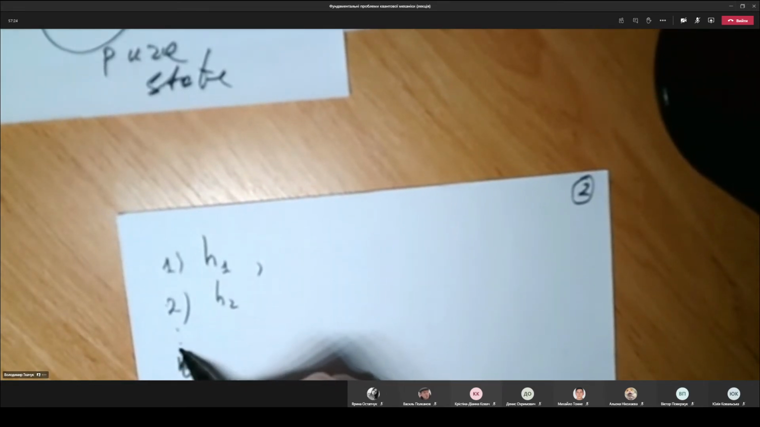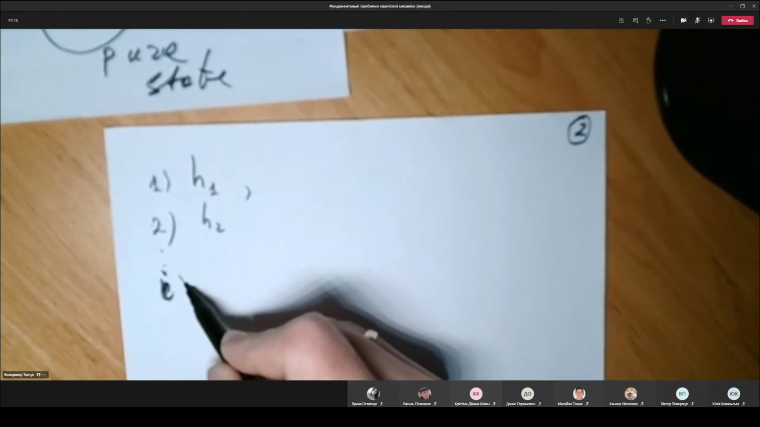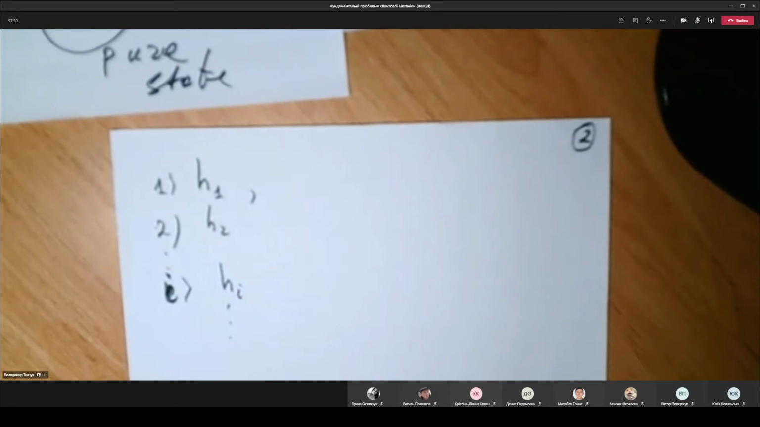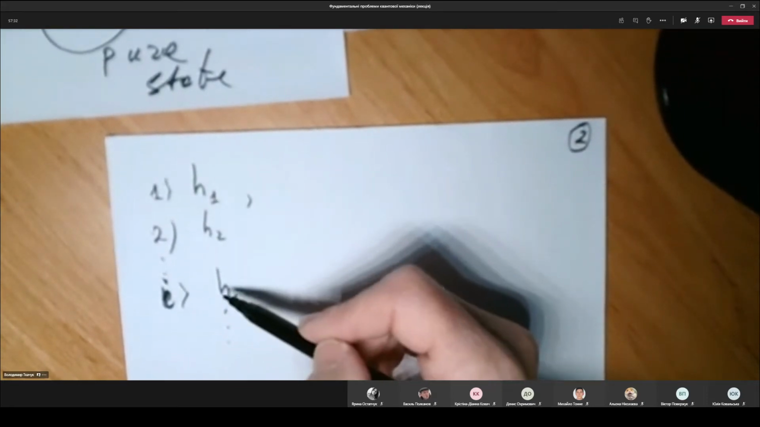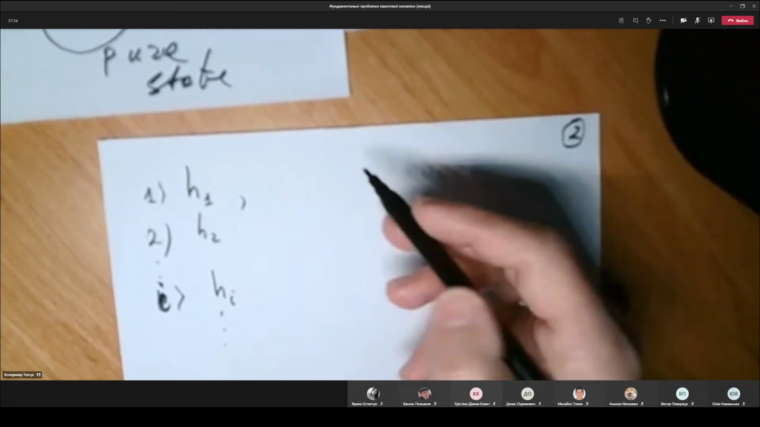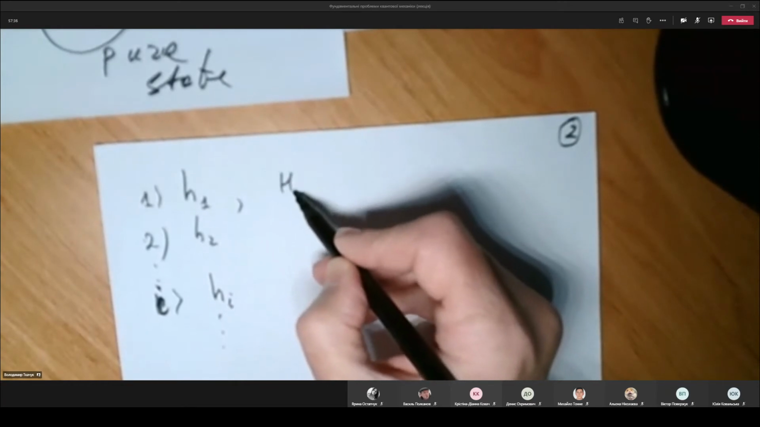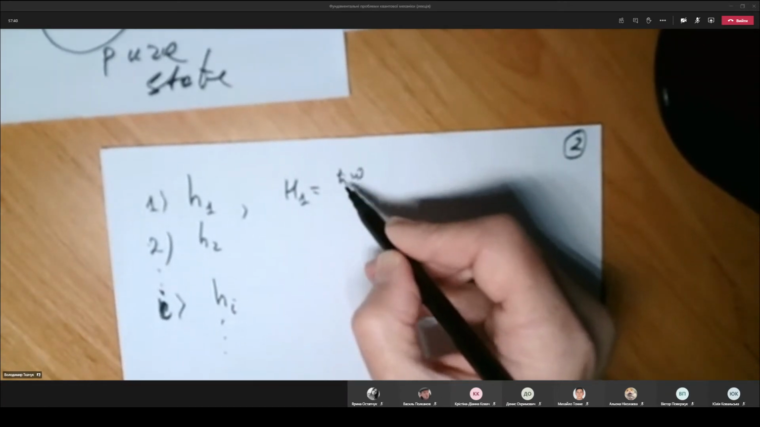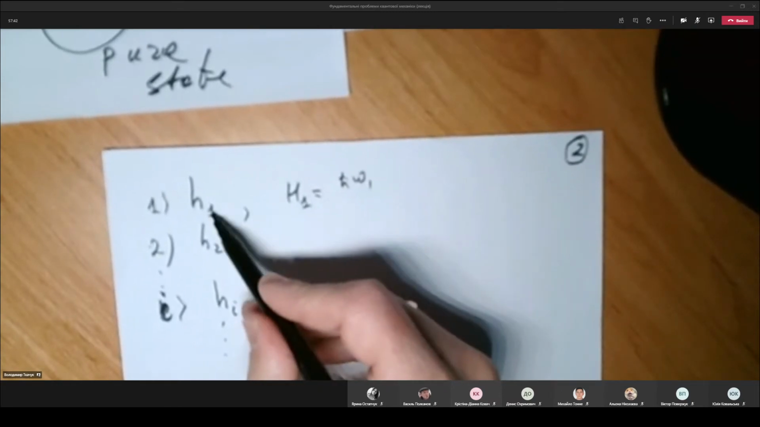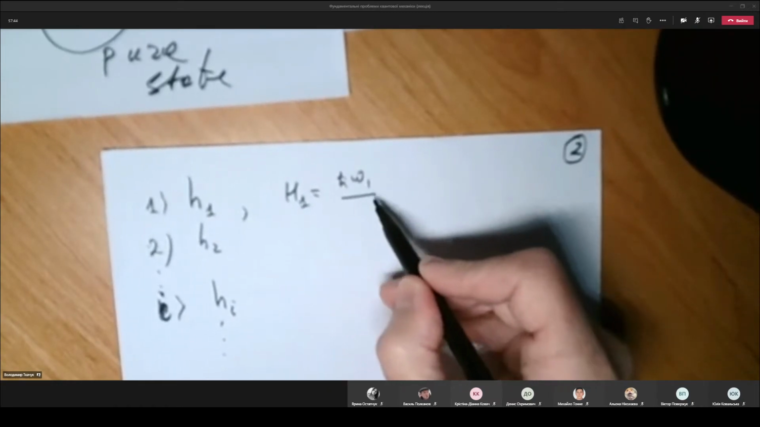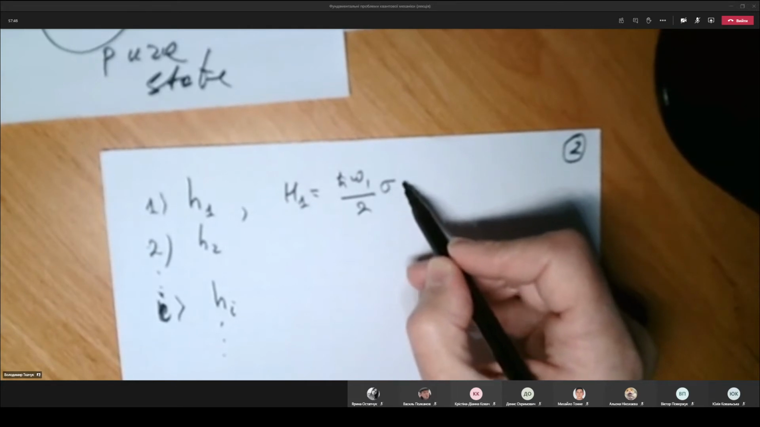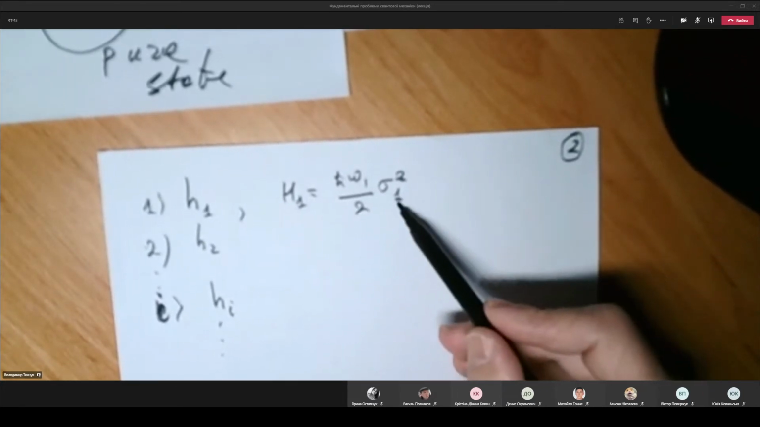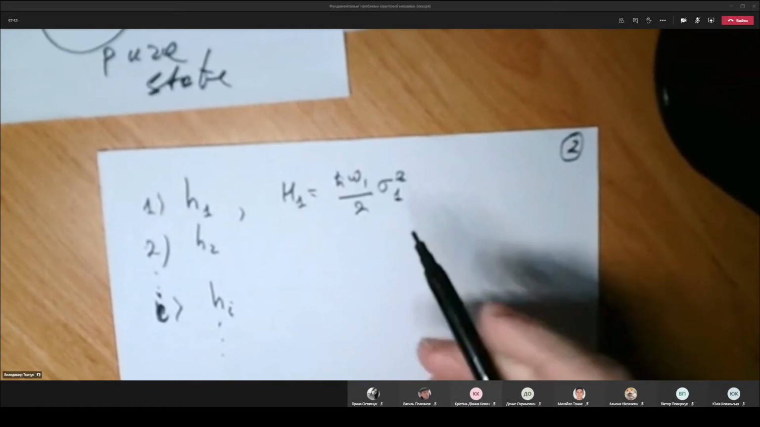So spin i interacts with magnetic field h_i, and so on. Each spin is described by another Hamiltonian. The Hamiltonian for the first spin, H1, let me write here, will be H equals omega 1 sigma z1, where omega 1 corresponds just to this magnetic field. Here I write that 1 corresponds to the first spin.